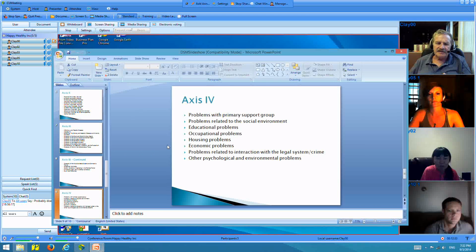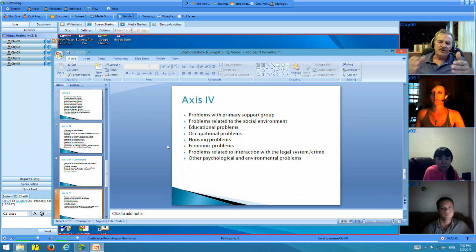Axis 4 are problems. They're not really even a specific diagnosis. They're not criteria. All these other things are very specific criteria. You must meet this, and you must have this or that, or you got to have this and one of these three of that part. It's all spelled out in the DSM. But anyway, the Axis 4 stuff, the problem areas: primary support groups, social environment, educational problems, occupational, housing problems, economic problems, problems related to interaction with the legal system, and other psychological environmental problems. Okay? So that's always part of the consideration.